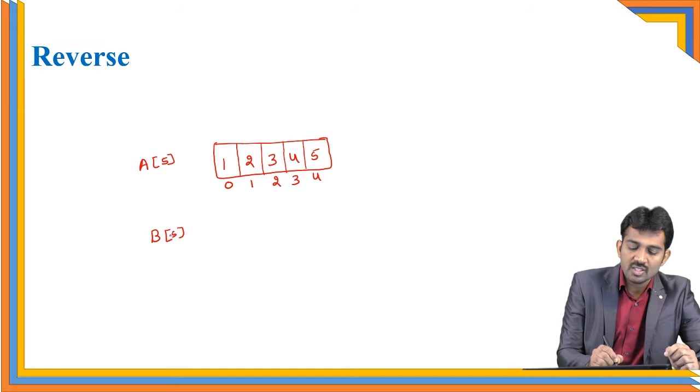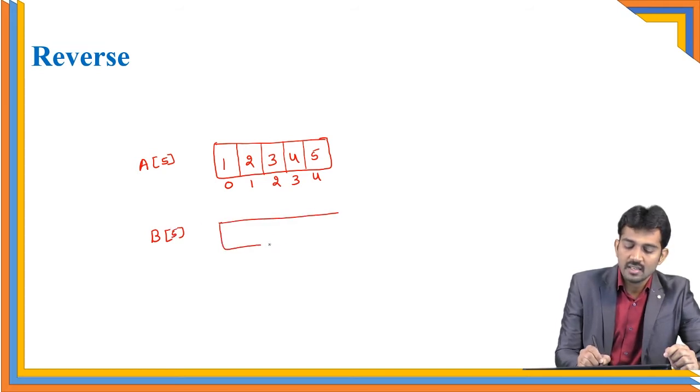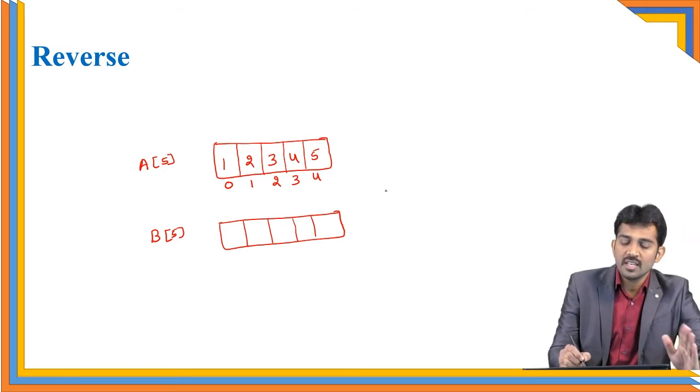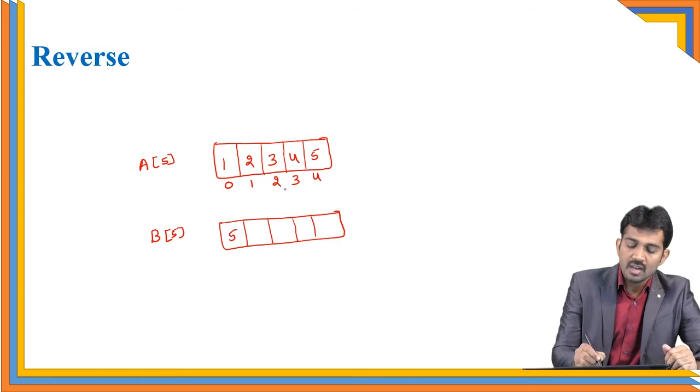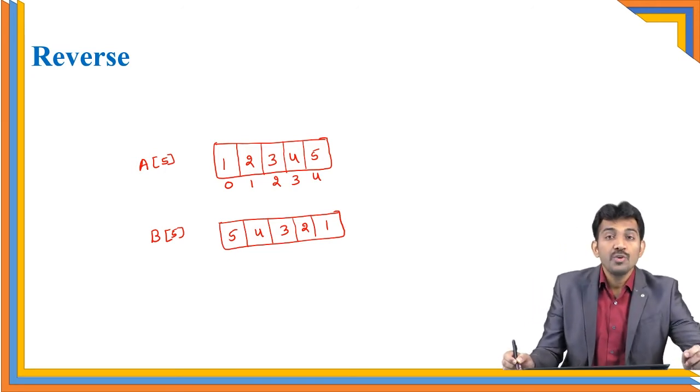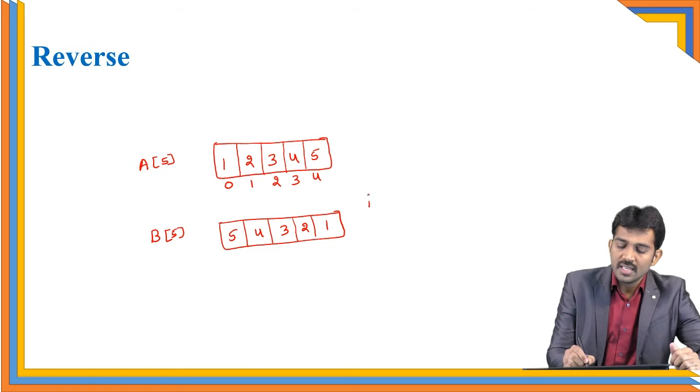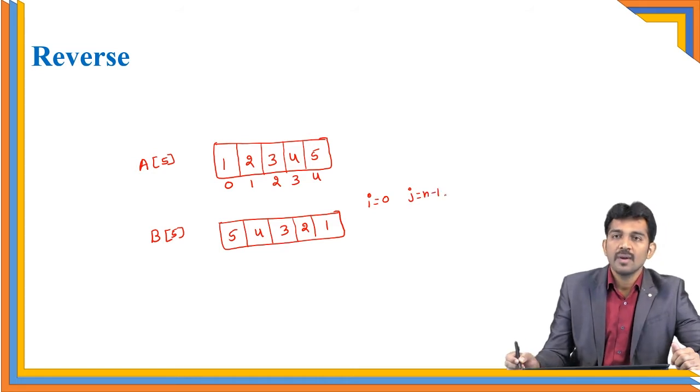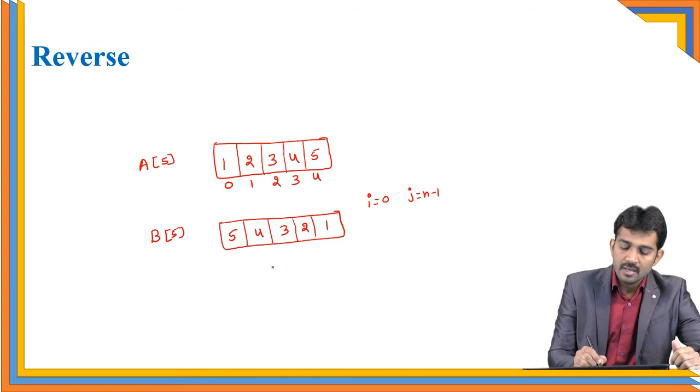If you take one more array of size 5, this is the array. You can map the same index with n minus 1, and should store the data in the reverse order. So the fourth index comes to here. So the I index is equal to 0, and the j index starts at n minus 1. Simple: B of I equal to A of j. That's all.